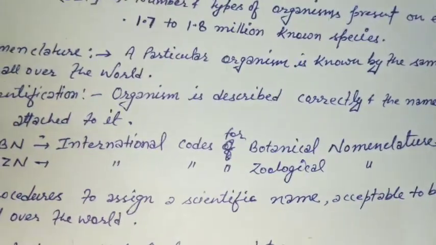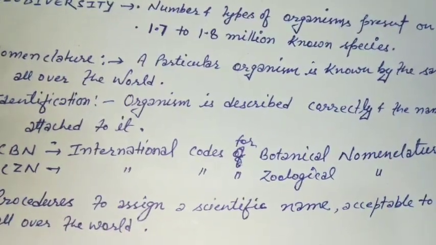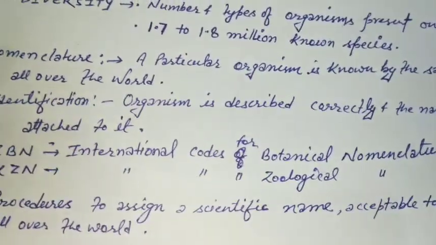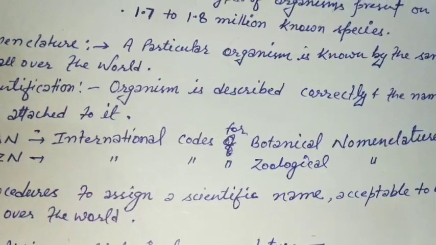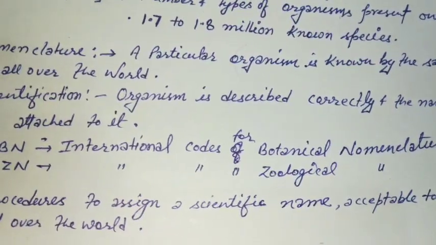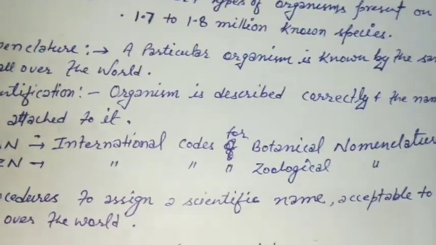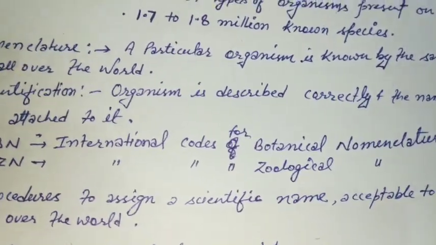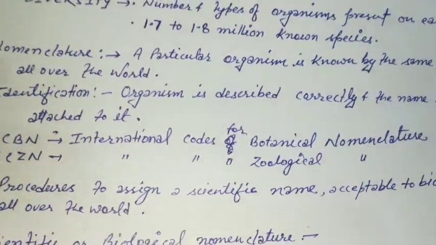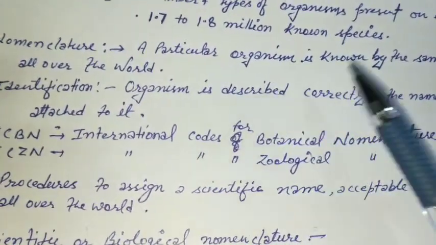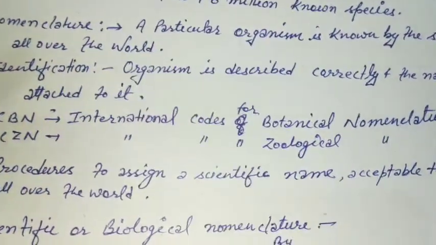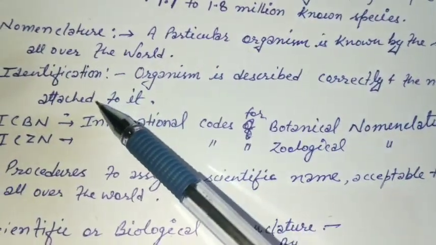Let us suppose I am talking about Mangifera indica, which is the scientific name of mango. The scientific name Mangifera indica is used all over the world in all the continents and all the countries. But the local name is not the same in all the areas. So there is a need for a specific name, and this procedure of naming is called nomenclature. Next one is identification.